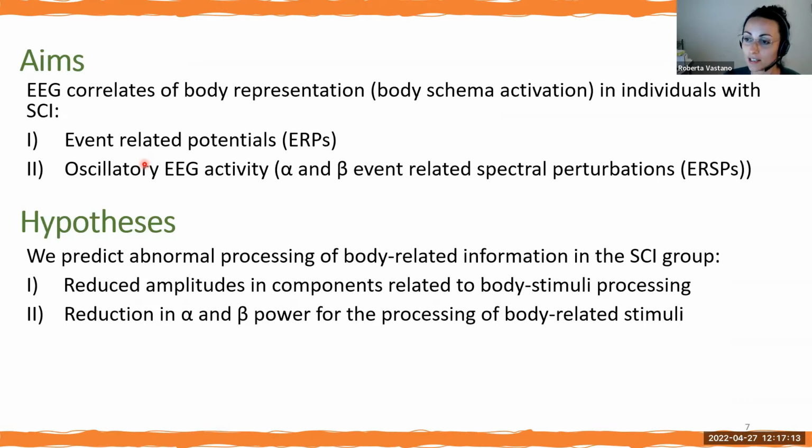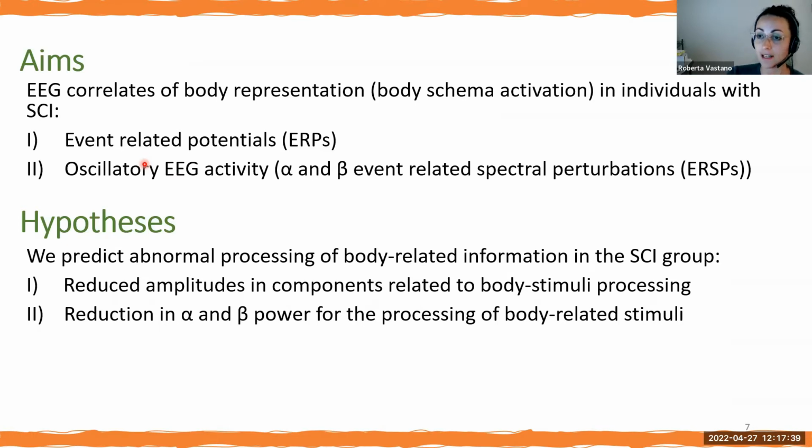Our hypothesis is that there is a general abnormal processing of body-related information in the SCI group. We could see this by reduced amplitude in some components that are specific to the body stimuli processing. And also we could see a reduction in alpha and beta power for the processing of body-related stimuli.